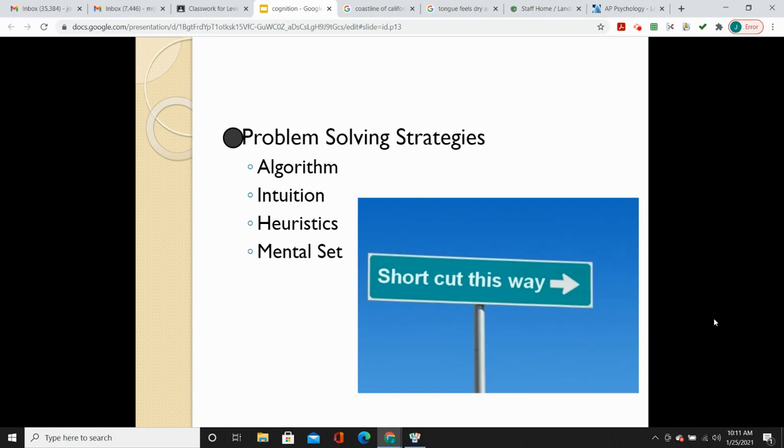A mental set is when we apply a previously used strategy to a similar problem. And that works a lot of the times because a lot of times our similar problems are generally the same. The issue is that sometimes they're not. And we may not realize it until after we've exercised that strategy.